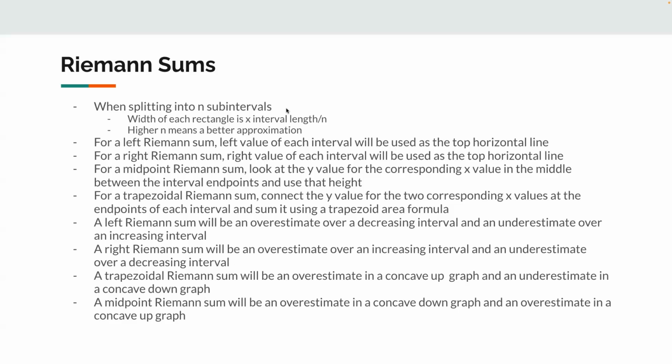In general, a left Riemann sum will always be an overestimate over a decreasing interval and an underestimate over an increasing interval. This makes sense, right? Just draw an increasing and decreasing function and you'll see how it's an over or underestimate. The right Riemann sum is the opposite. A trapezoidal Riemann sum will be an overestimate in a concave up graph and an underestimate in a concave down graph. A midpoint Riemann sum, sorry, I put overestimate for both, but a midpoint Riemann sum is just going to be the opposite of the trapezoidal Riemann sum. So overestimate in a concave down graph and an underestimate in a concave up graph.